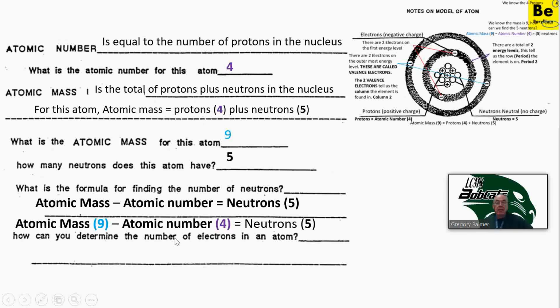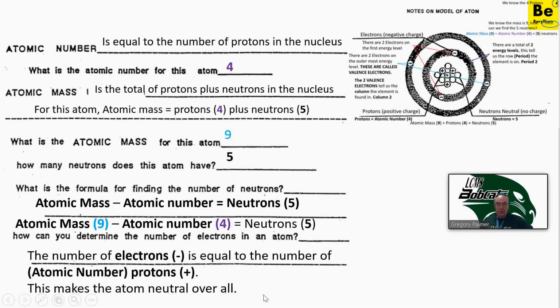And it says, how can we determine the number of electrons in an atom? The number of electrons in an atom is always equal, the negatives are always equal to the positives. And the positives are the atomic number, the protons, so the number of electrons, negative, is equal to the atomic number of protons, positive. And this makes the atom neutral overall.